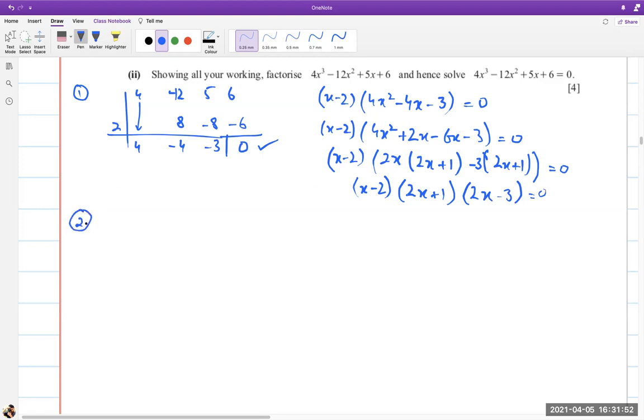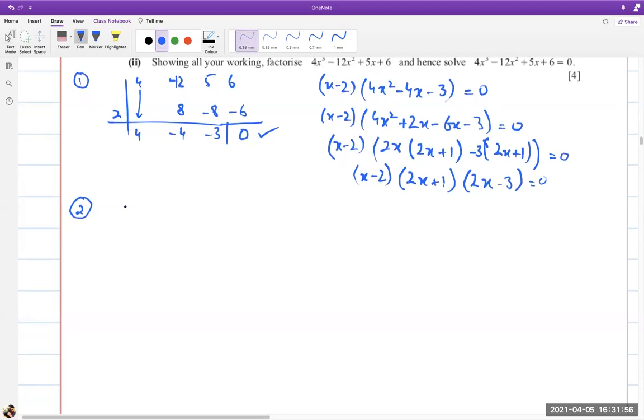The second method I could do is basically called comparison. So I say that I have x minus 2, that's from the previous part, but the other one I do not know. So that is ax squared plus bx plus c.